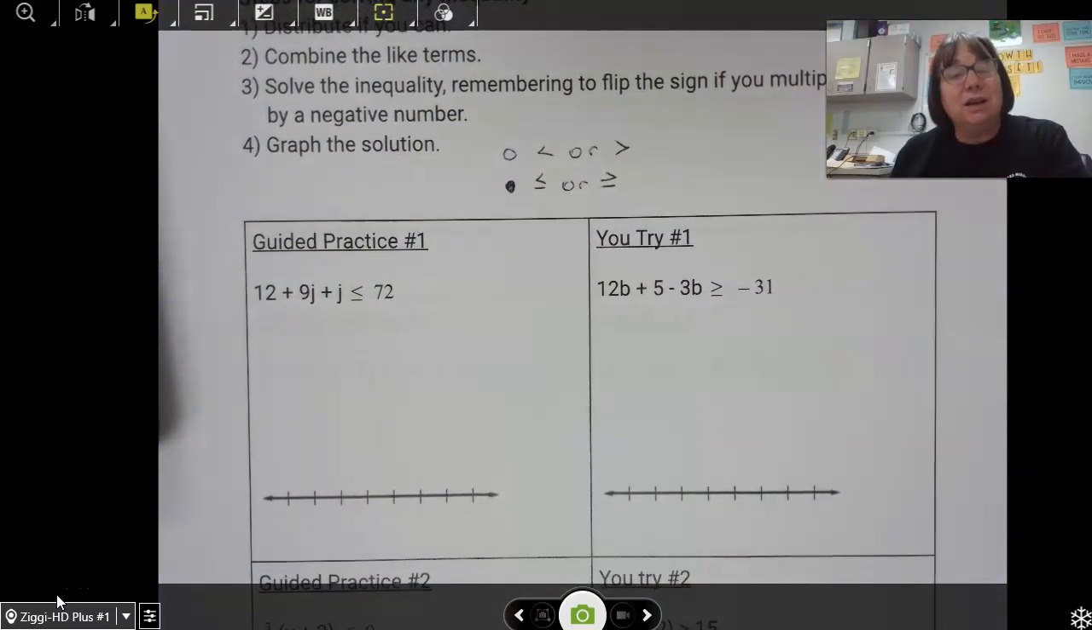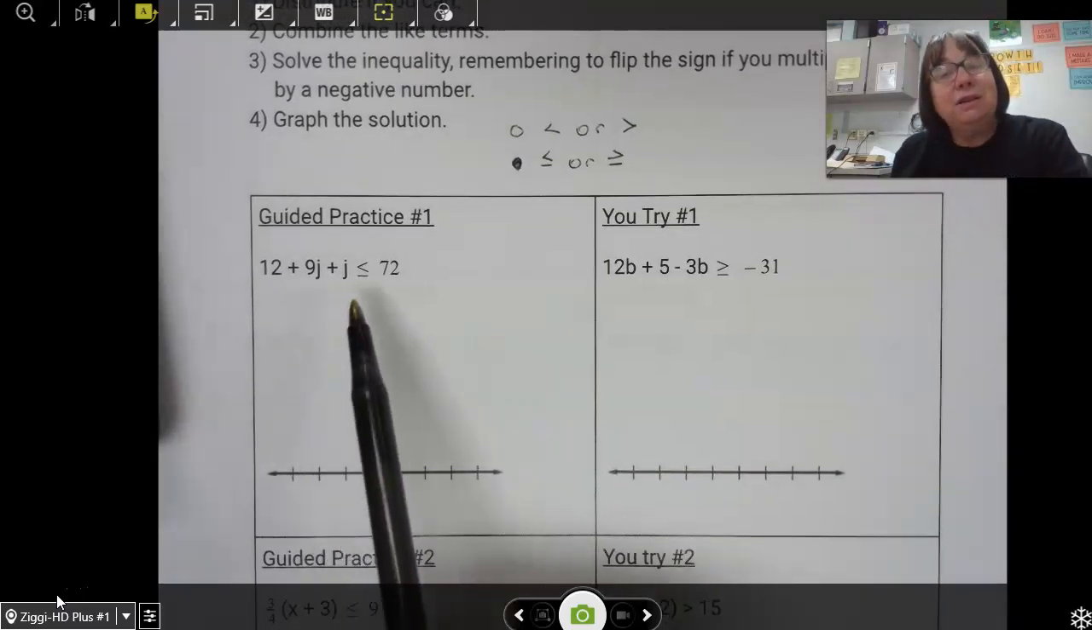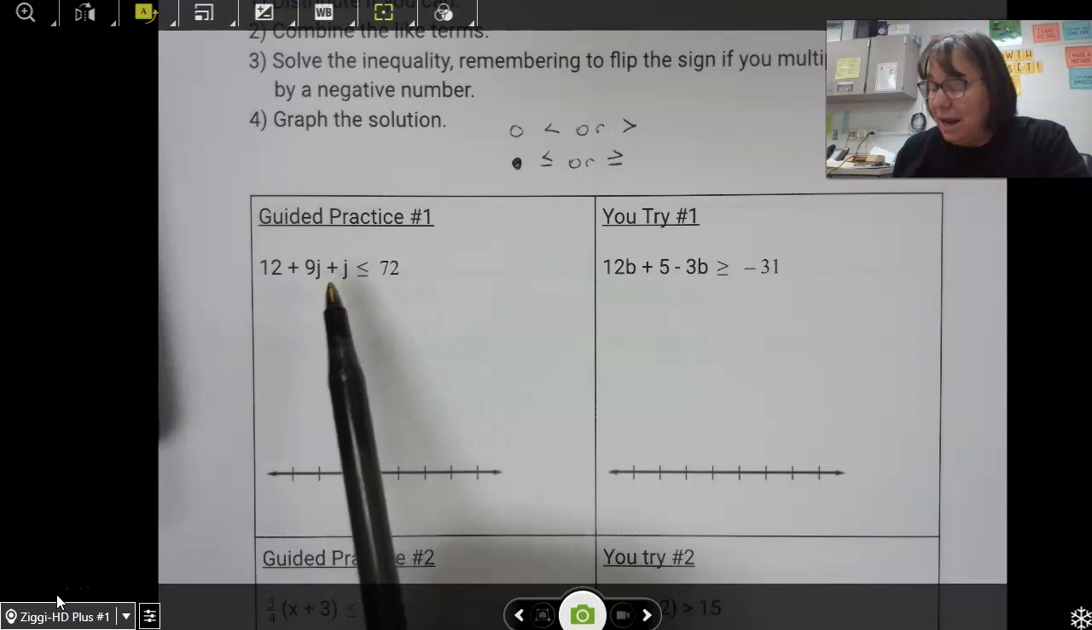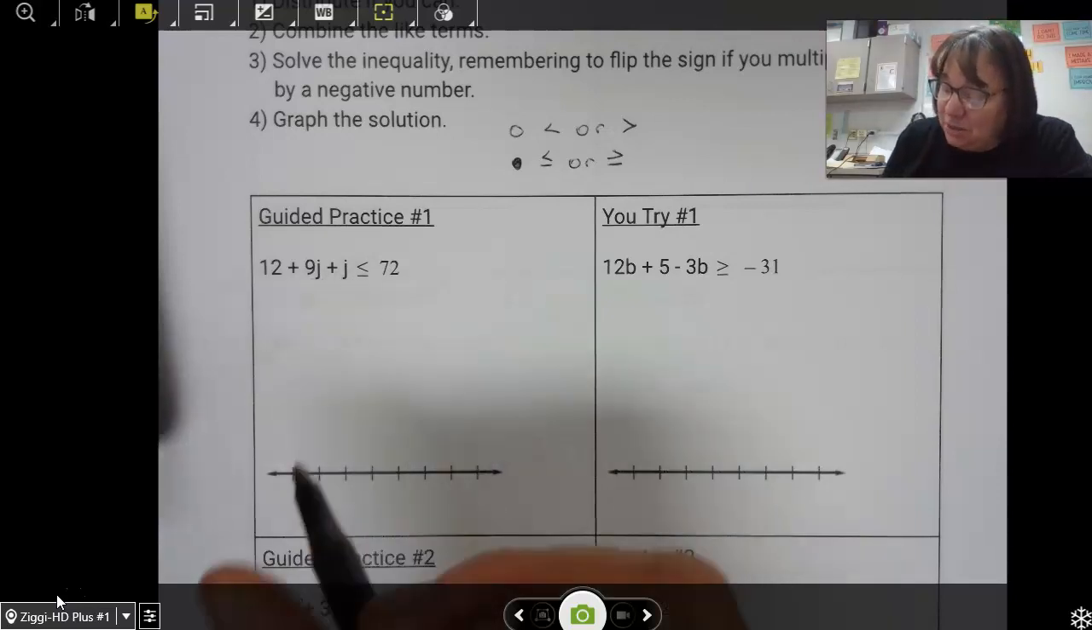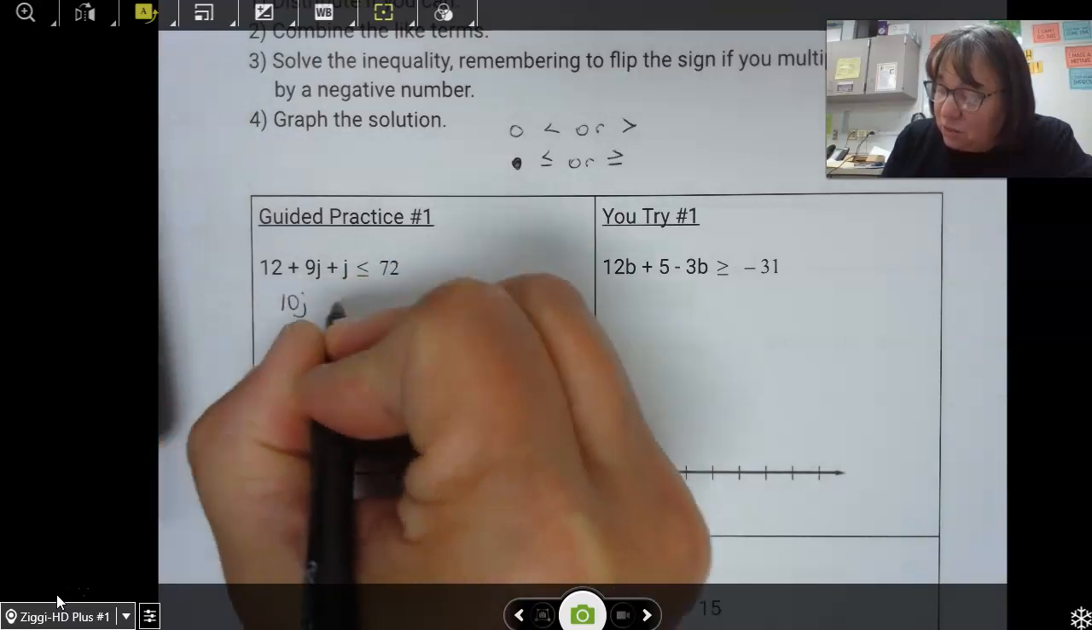All right, so let's look at the first problem here. I don't see any parentheses, so there's nothing to distribute. So I'd go ahead and add 9j plus 1j, which would give me 10j plus 12.